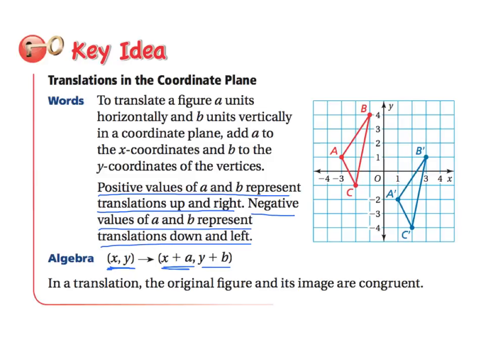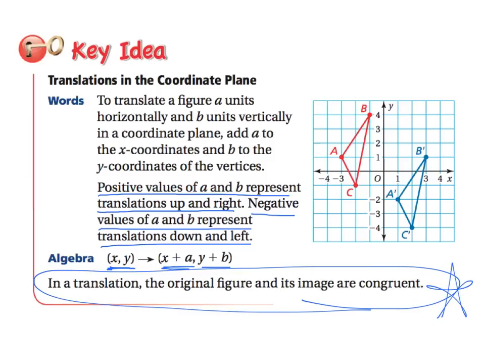And here's your most important thing. In a translation, the original figure and its image are congruent. This is it. Star this. You may also call this a rigid motion. A rigid motion is a transformation in which the preimage and image remain congruent.